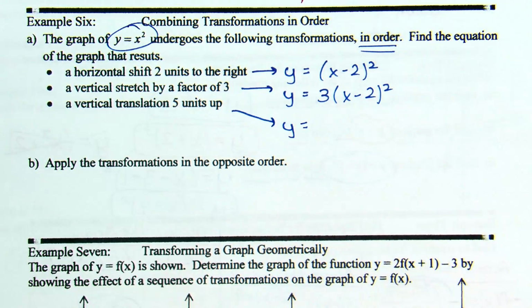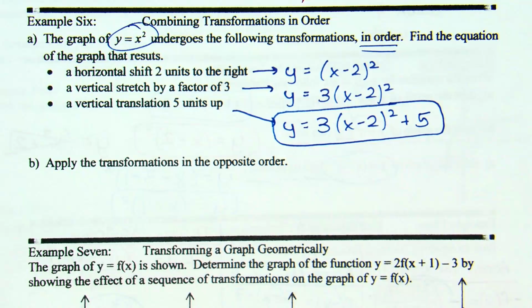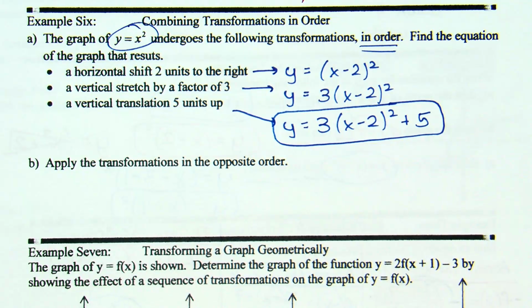How do we go 5 up? You add 5 on the outside at the end. So, 3 times x minus 2 quantity squared, plus 5. That is the equation that represents those in order. So the first two are just the thought process to get to the present. I was just writing it step by step so you can see, okay, this is the first step, this is what this step is, putting it all together. As I said, some of you just jumped right to the final equation. Your choice.